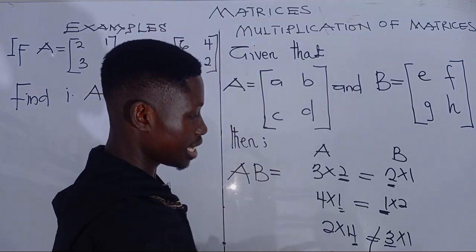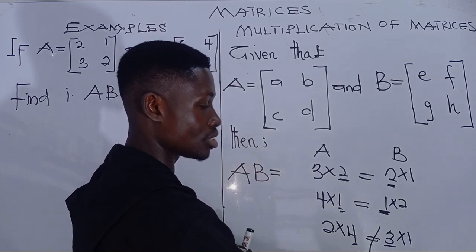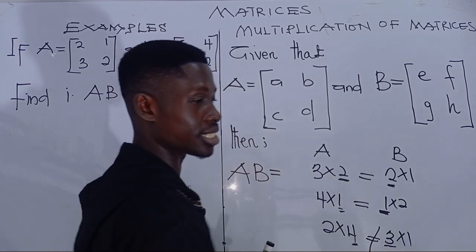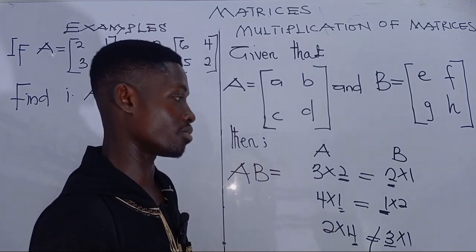Let me repeat it again. If the number of columns in the first matrix is not equal to the number of rows in the second matrix, then these two matrices can't be multiplied together. Kindly take note of this.